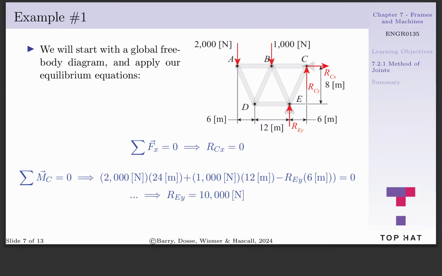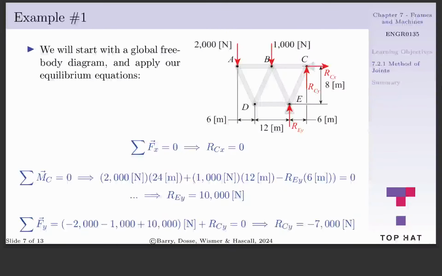The 2,000 and 1,000 Newton forces create a tendency for the body to rotate counterclockwise, and REY will cause a clockwise rotation. The sum of the moments is equal to the 2,000 Newton force, which is acting on a moment arm of 24 meters, plus the 1,000 Newton force, which is acting on a moment arm of 12 meters, minus REY acting on a moment arm of 6 meters. After doing the math, we find REY to be equal to 10,000 newtons.